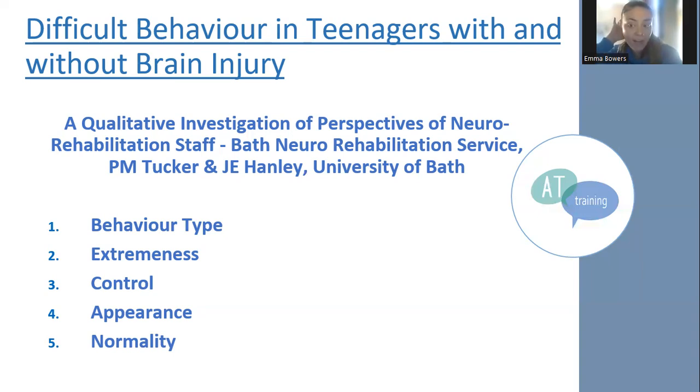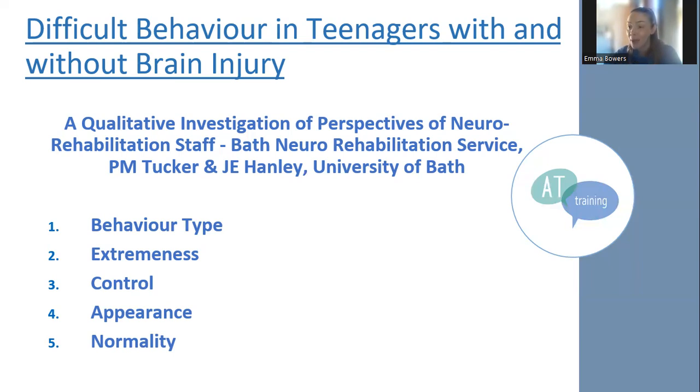And that's also why it's really important to have a real concrete understanding of traumatic brain injury. So that's actually just linked on to the extremeness of behaviour. As I've just explained, the more extreme the behaviour, the more likely it is to be judged as brain injury related. Control's another factor. And I think that also really links to remorse that we were just speaking about on the next slide.